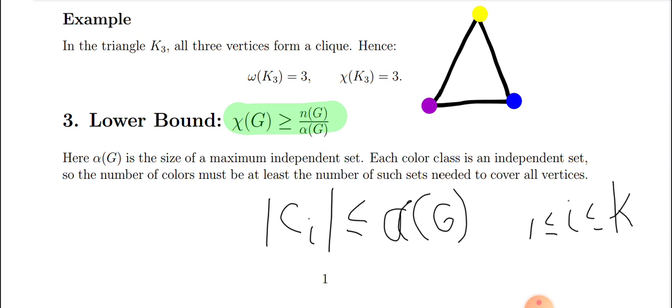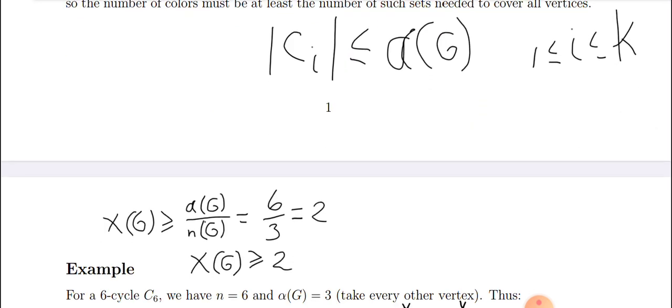Let's test that on the 6-cycle. C6, a hexagon. Okay, so n(G) is 6. 6 vertices. In that ring of 6, you can pick every other vertex. Right, positions 1, 3, and 5. None of them are touching. So you have an independent set of size 3, and you can't find one of size 4. So α(G) is 3.